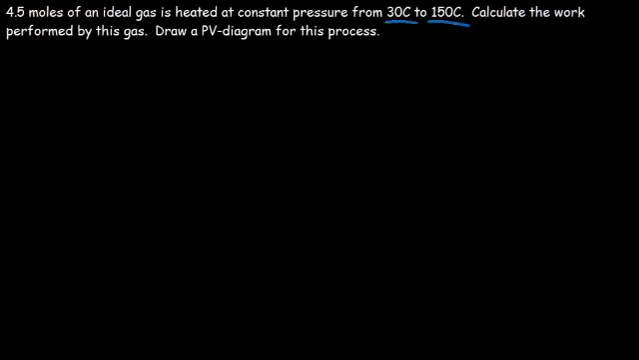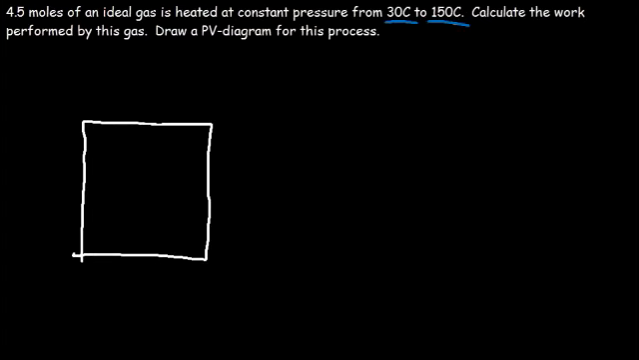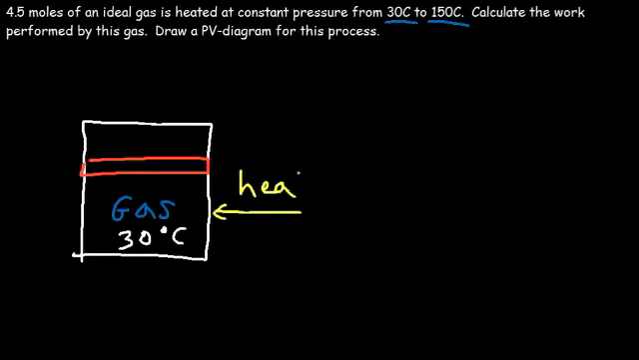So imagine if you have a cylinder with a movable piston, and then you have a gas inside, which is at 30 degrees Celsius. If you add heat to this gas, particularly at a slow rate so that the pressure is constant, the temperature of the gas will increase. And as that happens, the volume will increase.